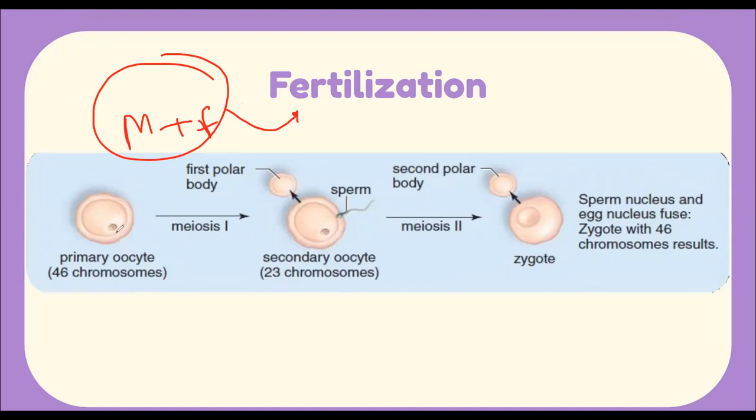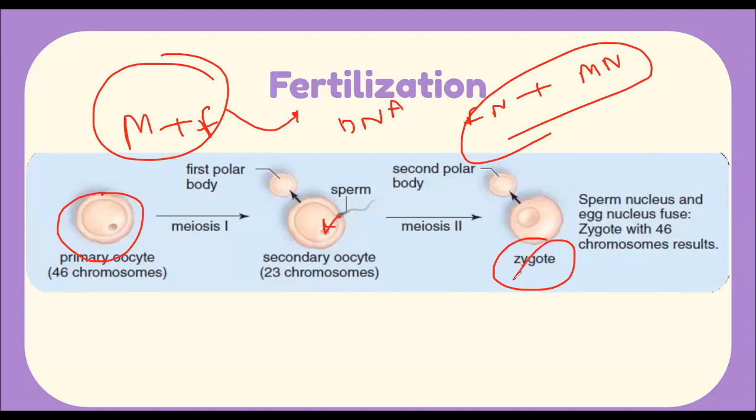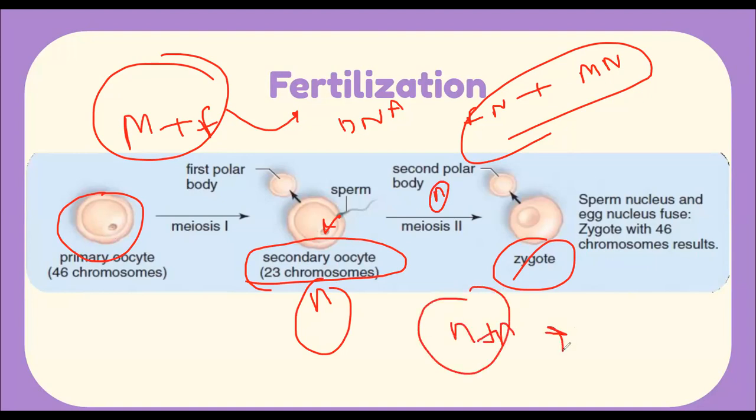So basically what unites? The DNA unites. The egg is there, and the whole sperm does not enter, only the genetic material, that is the nucleus, will enter. So the female genetic material plus the male genetic material, the nucleus, will fuse and then a zygote will be formed. The secondary oocyte has half the number of chromosomes. The sperm also has half the number of chromosomes. N plus N will retain the diploid condition, that is 2N, which will result in the formation of a zygote.